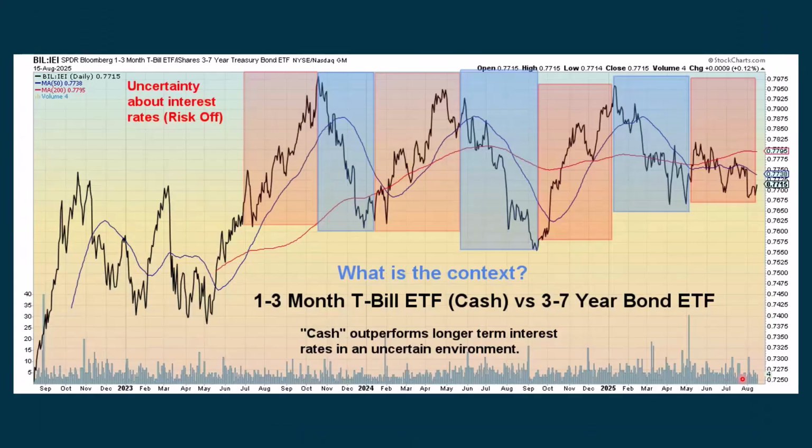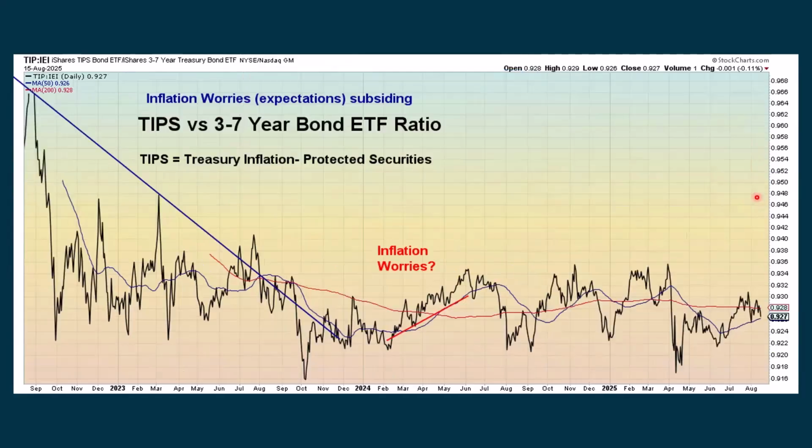Then we try to look at the interaction between bonds at different maturities to see, can we get any insight about what the market is considering as far as what's going to happen with inflation and interest rates. Not really seeing much of a change here when we look at cash to 3 to 7 year bonds. If the market was worried about interest and inflation, this ratio would be going up, and it's still having a tendency to go down, even though it popped up a little bit the last few trading days.